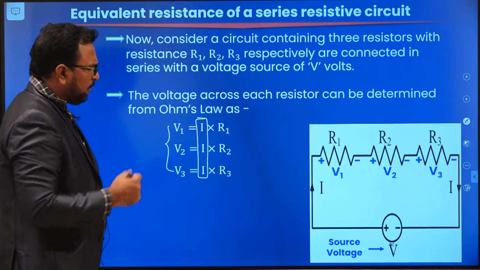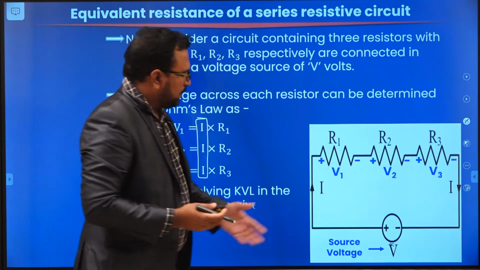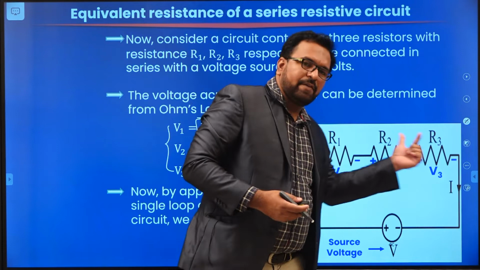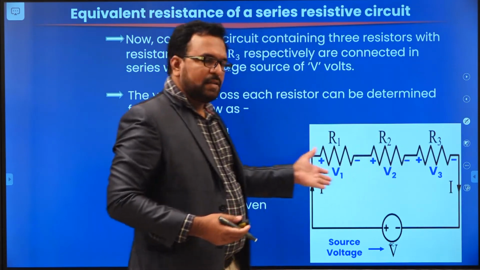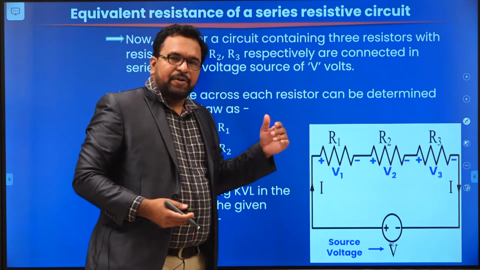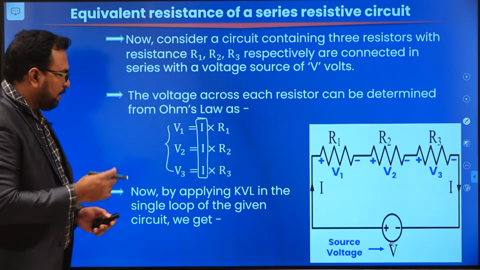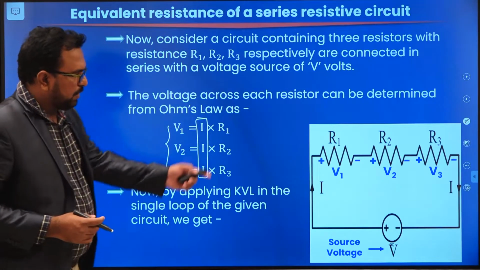Now let us apply KVL, because here we have a closed path. We can apply KVL because the voltage is going to divide here. The unknown quantities are voltages, and to deal with voltages we use Kirchhoff's voltage law. So now apply KVL in that single loop of the given circuit; there is only one loop here.